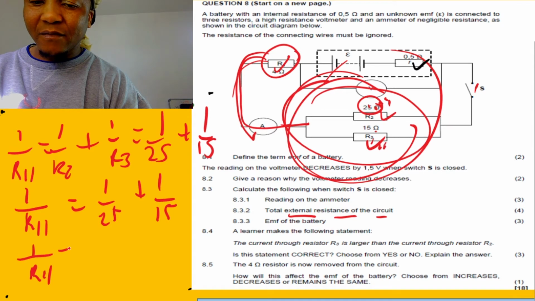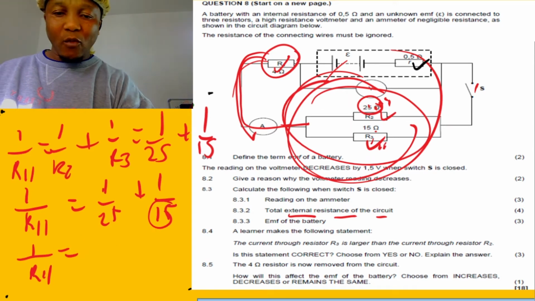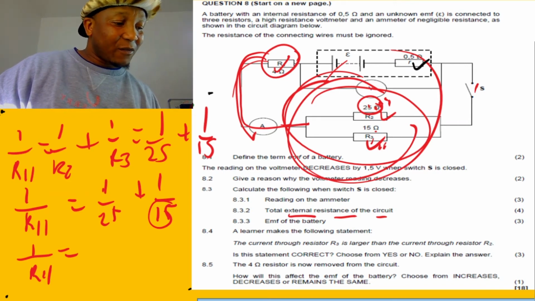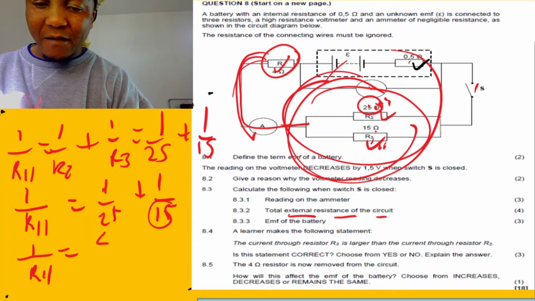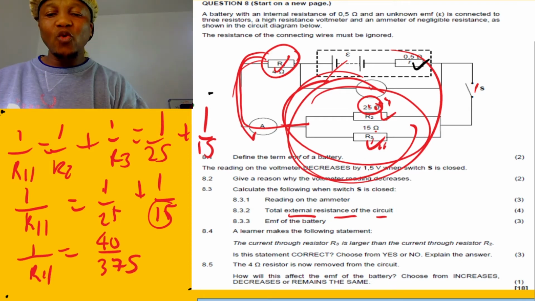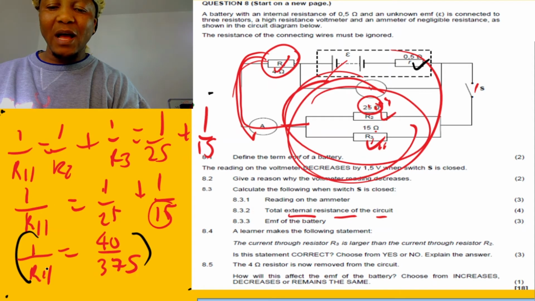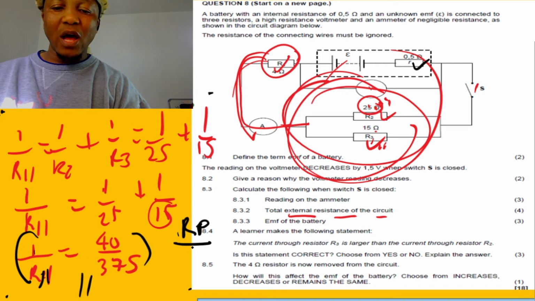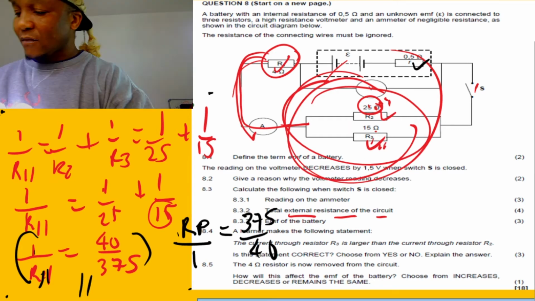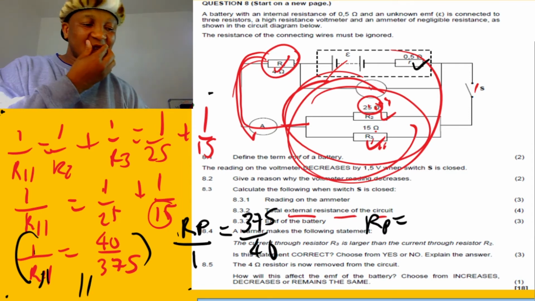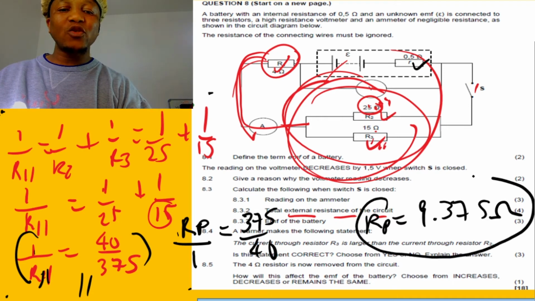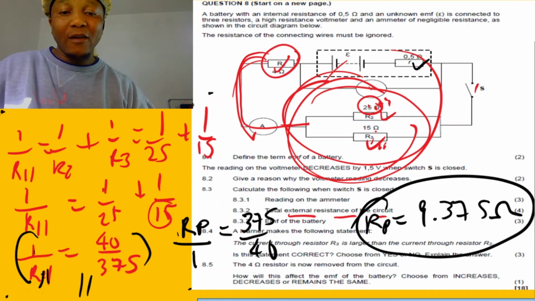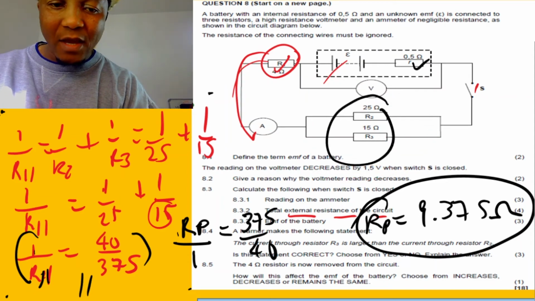So 1 over resistor parallel equals, you can cross multiply, or you can put it in a calculator. 1 over 25 plus 1 over 15 is going to give us 40 over 375, but I can do it slowly. So what we do, we flip it. When you flip, resistor parallel over 1 equals 375 over 40. So resistor parallel equals 9.375 ohm. This is the total resistor parallel, 9.375. So the total of these two here is going to give us resistor parallel equals 9.375.